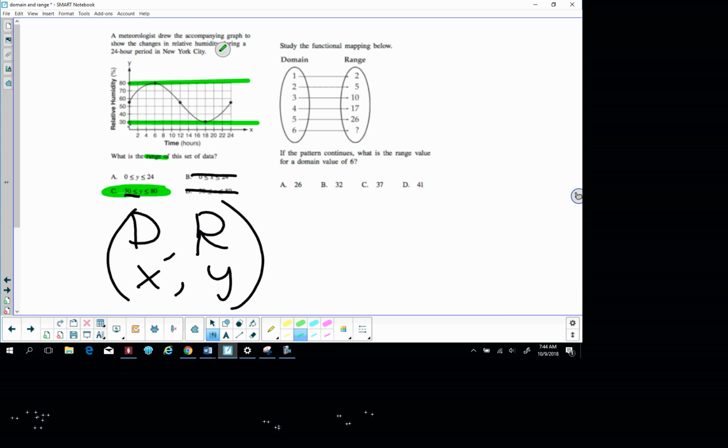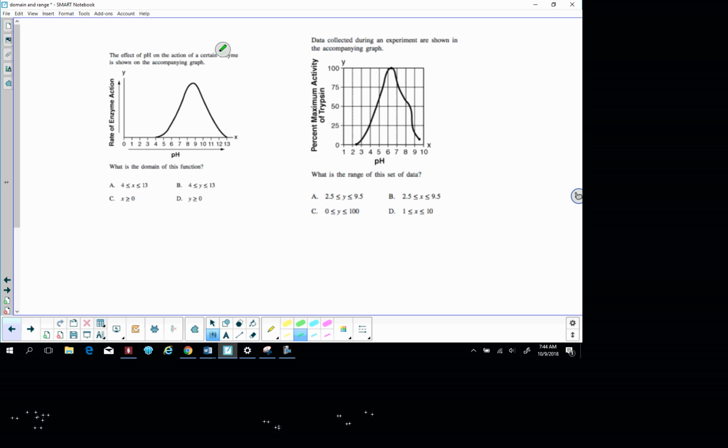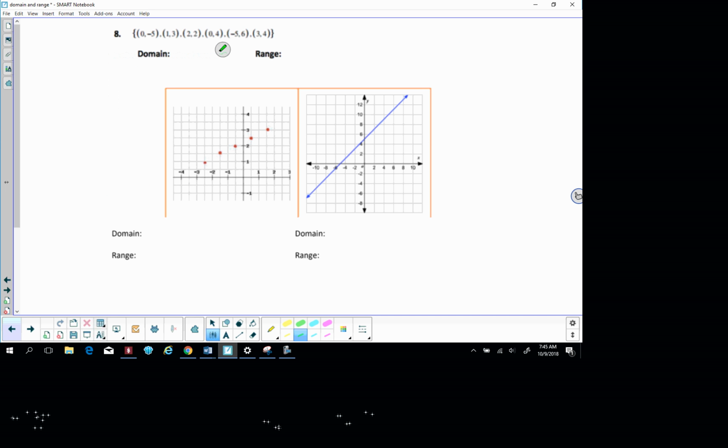Do you guys want to go over one more? Okay, let's go on this page. Which one is it? Let's do this one right here, this graph.